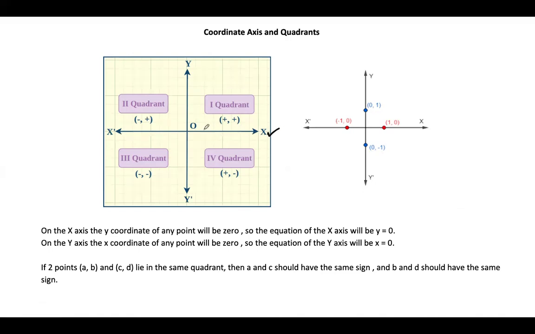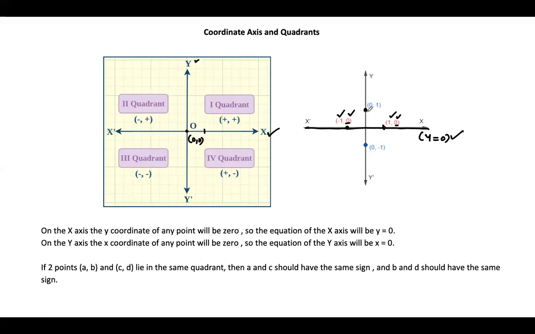This is called your x-axis. This is the origin, and this is your y-axis. In this axis, if you select this point, for example, this is 1, 0. So what is the y coordinate? 0. Similarly, if you select this point, x coordinate is -1, y coordinate is 0. So along this x-axis, y coordinate is always 0. So equation of x-axis is given by y equals 0.